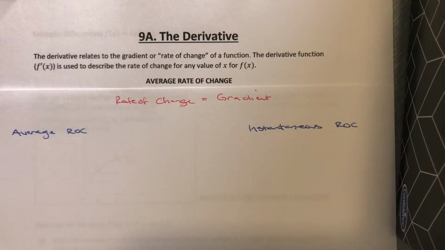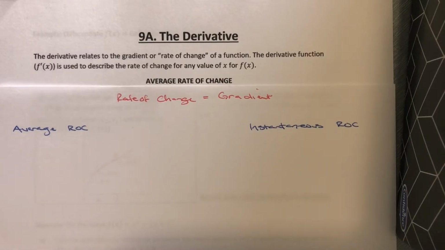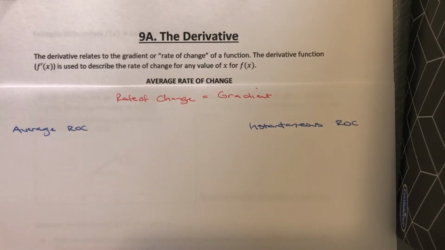Hey guys, so we're starting a new area of study now, which is calculus. Now we're going to start with 9a, which is the derivative. The first couple of exercises in chapter 9 are more so revision from last year. There's a little bit of new stuff, but it's mainly revision. So hopefully it's just exposure again, so we get a little bit more of an understanding.